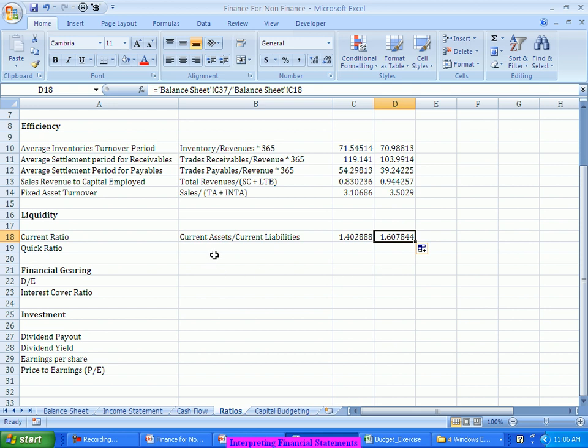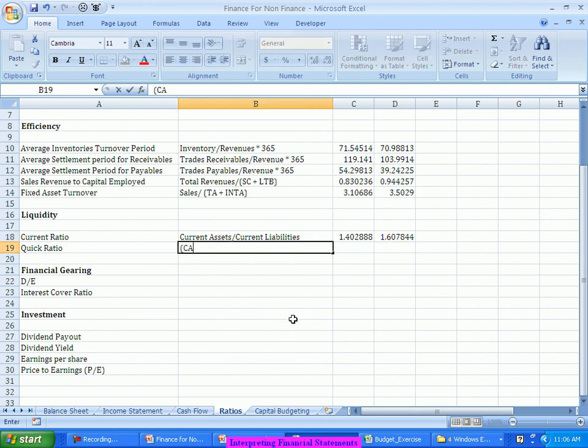Then a slightly better ratio than current is sometimes the quick ratio, where inventories are excluded. Everything is the same; you only look at current assets minus inventories, because if inventories are in the form of raw materials, you have to convert them into a product, then sell, then get cash. They'll take too much time to give you cash. Right? Because they have to go into production first.